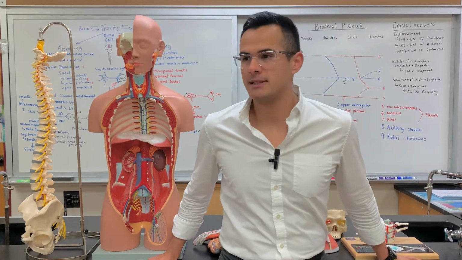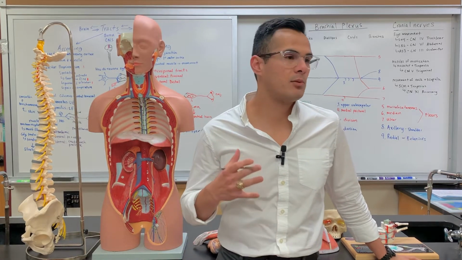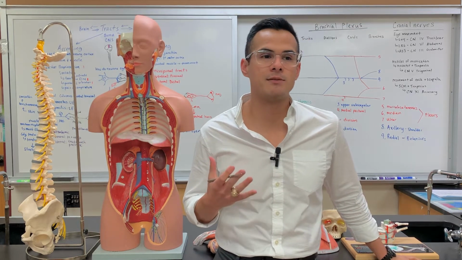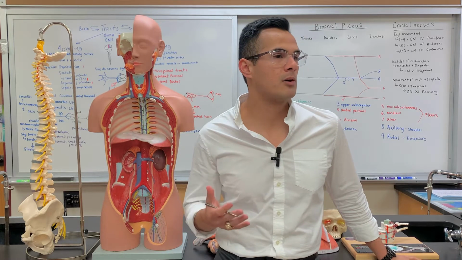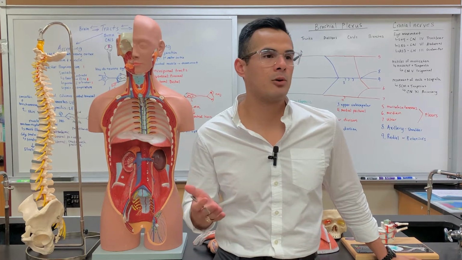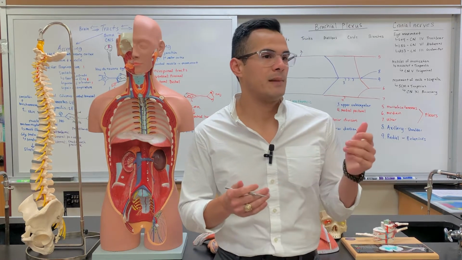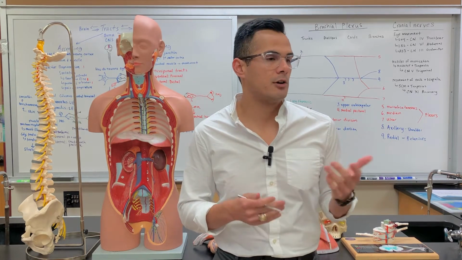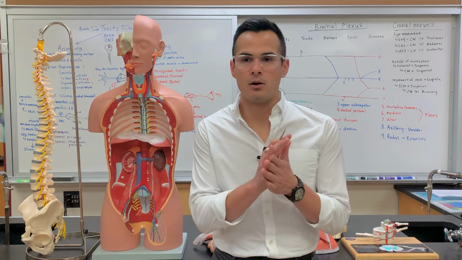Okay, so in this lecture we're going to discuss a couple of different topics. We're going to start off and identify some of the cranial nerves that are found on our brain model, and then from there we're going to work our way to the brachial plexus, and then identify some of the nerves that are found on the arm model.